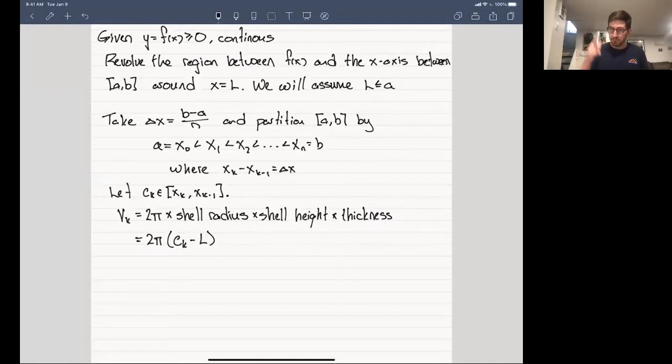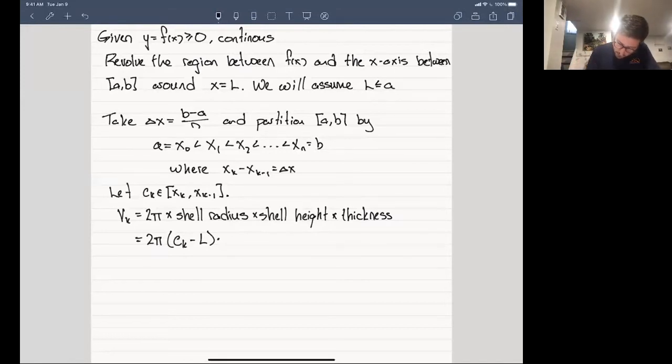Okay, so the piece in the cylinder that you're using to form the height, and then all the way back to the point where you're revolving this thing around. So you're just going like this. So you think of that as sort of the average shell radius. Okay, next step, the shell height.